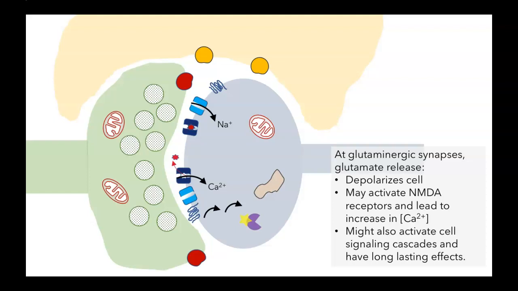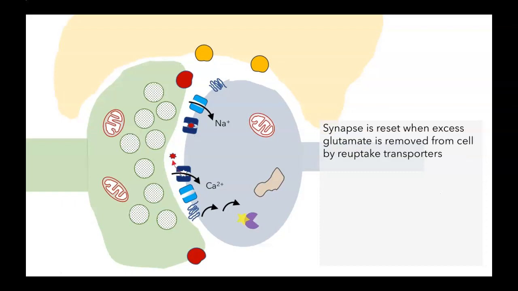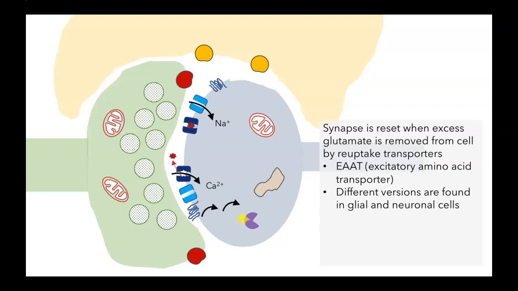Well, there must be a way to reset the synapse so it will be ready for the next round of information. This will be accomplished by removing excess glutamate from the synapse using reuptake transporters. The reuptake transporters are called the excitatory amino acid transporter, or the EAAT class of transporters, and there are several different types. We find different versions in the axon terminal and in the glial cell.